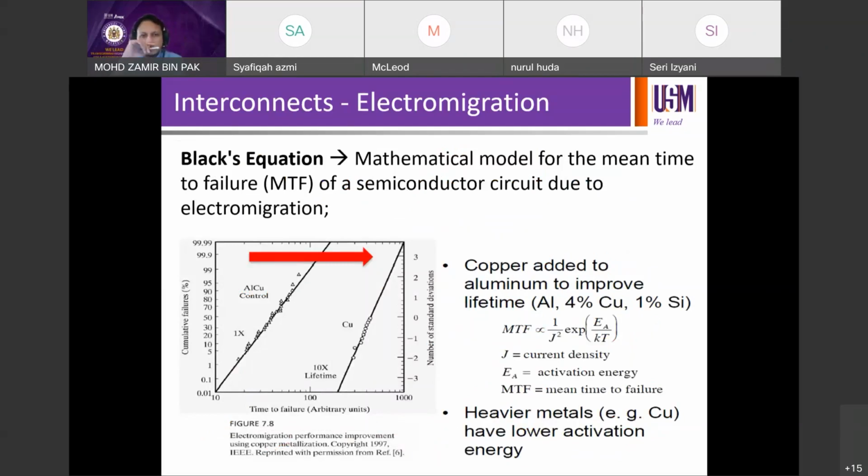So when we talk about electromigration, we are talking about Black's equation, a mathematical model for the mean time to failure. How long it can last before it breaks, right? When you join your internship later on or your first job, you're going to be talking a lot about this mean time to failure. Some even say MTTF, mean time to failure.